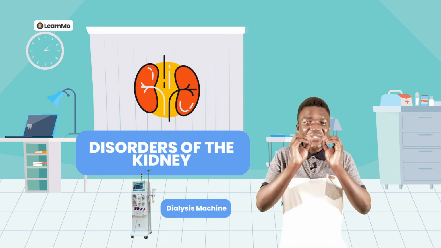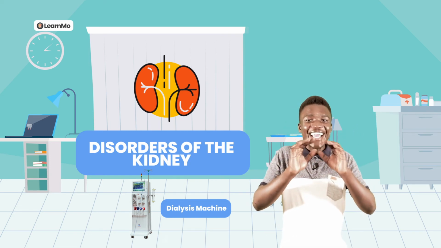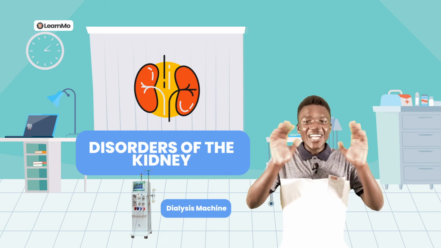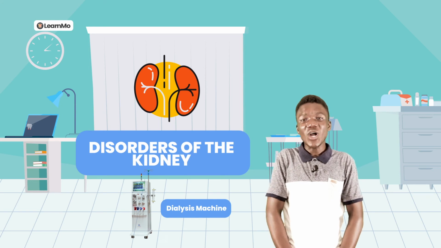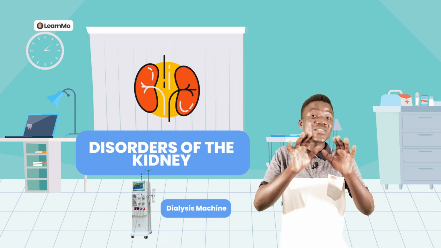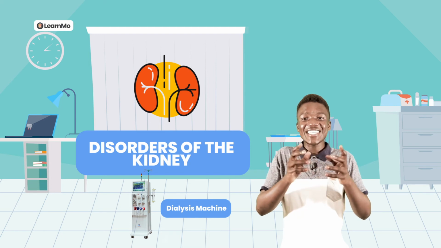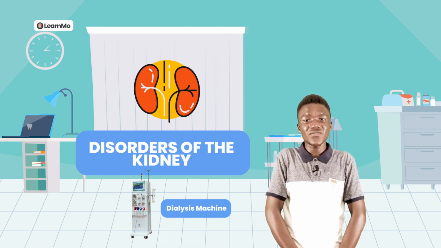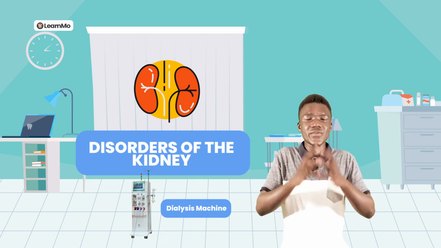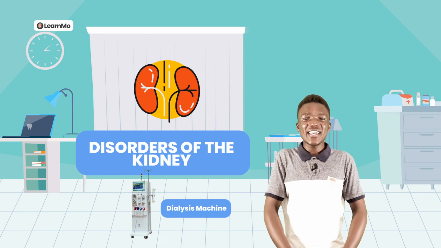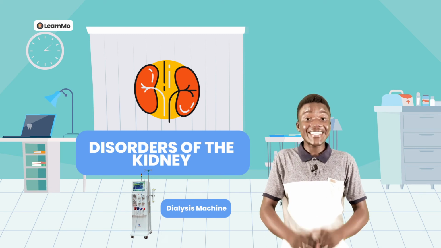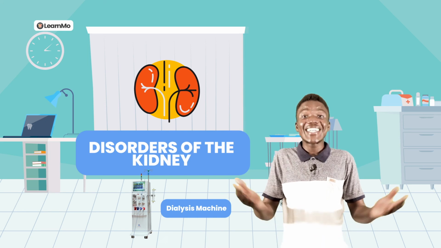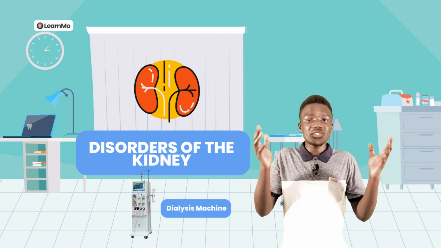The advantages of using a dialysis machine are that there is no risk of tissue rejection, and also there are no side effects. On the other hand, the disadvantages of using a dialysis machine are that a patient has to spend long hours on a dialysis machine for their blood to be fully purified. Secondly, the machine is expensive and it is not readily accessible. Lastly, the patient's diet is restricted.